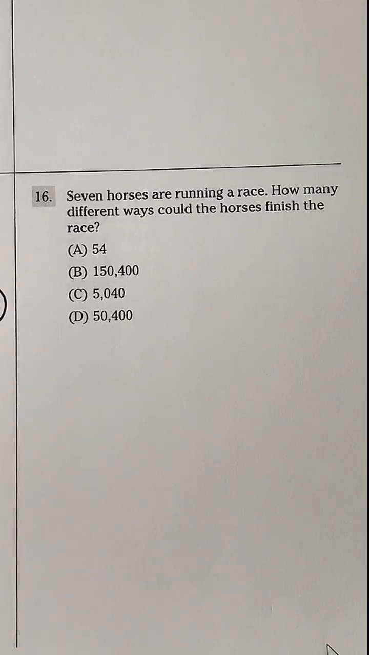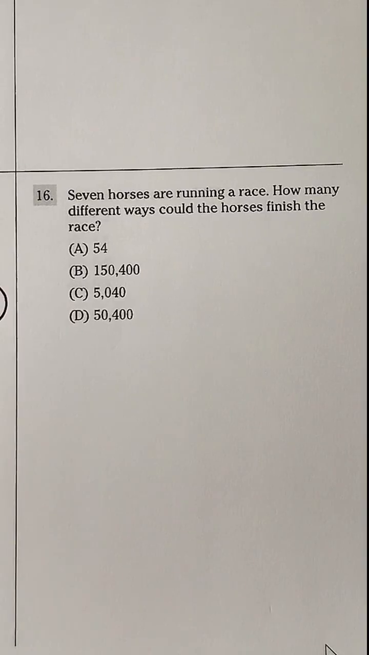16. All right. 7 horses. Now this one may be a little step up. 7 horses are running a race. How many different ways could the horses finish the race? Is it A, 54, B, 150,400, C, 5,040, D, 50,400?